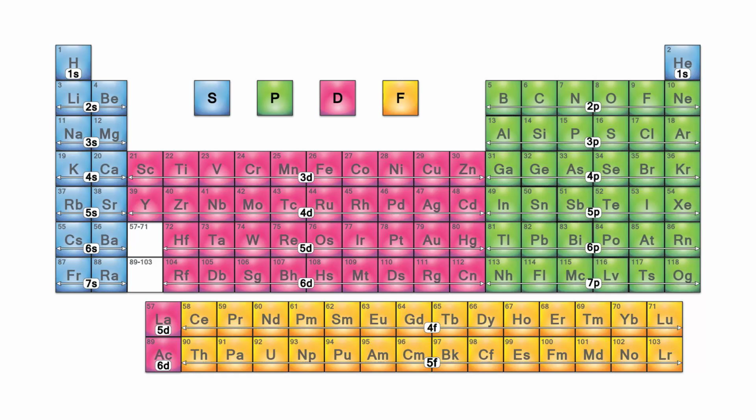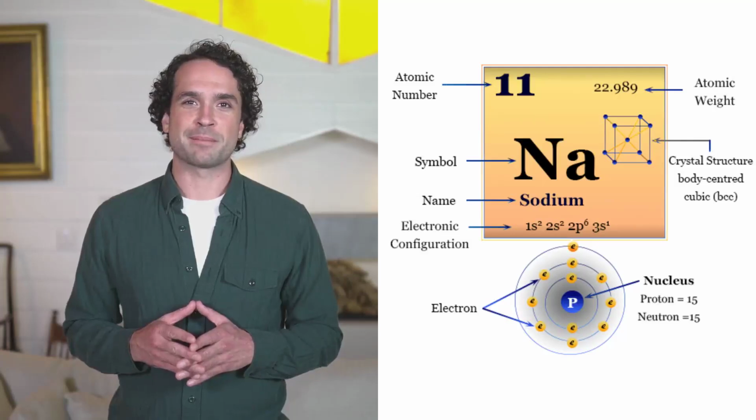Finally, the F block, usually placed separately below the main table, consists of the inner transition metals, the lanthanides and actinides. In this block, the highly intricate F orbitals are being filled. These elements are known for their unique magnetic and optical properties, often due to the complex nature of their partially filled F orbitals. Let's put this into practice with an example.